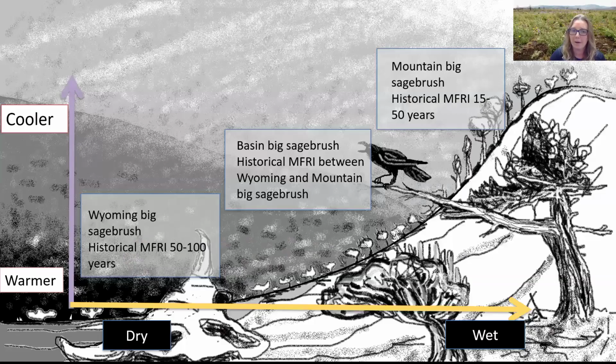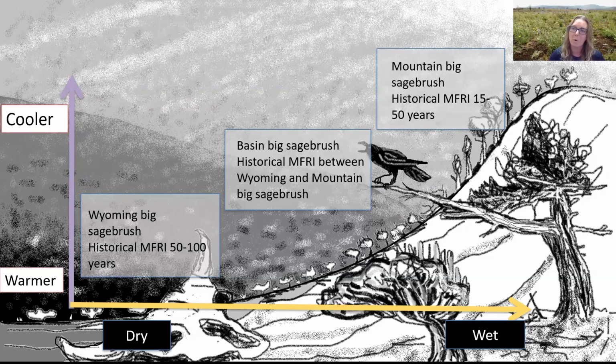So we can think about a productivity gradient in the sagebrush and how that has shaped fire regimes along two different gradients, both a dry to wet gradient, if you're looking across the bottom of this graph, and from warm to cool as you look up the left side of this graph. And in the driest and warmest areas, which is the most common area across the sagebrush biome, is Wyoming big sagebrush. And they are systems that are very dry, low productivity, probably had historical mean fire return intervals of something like 50 to 100 years or more.